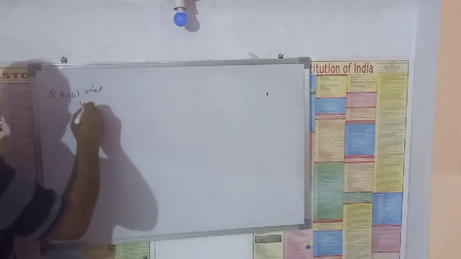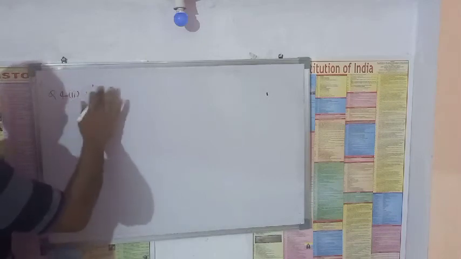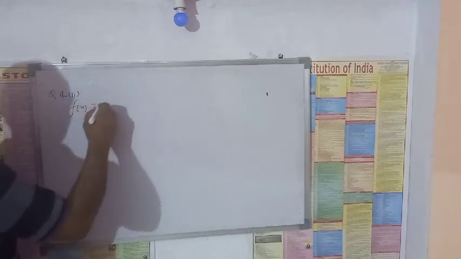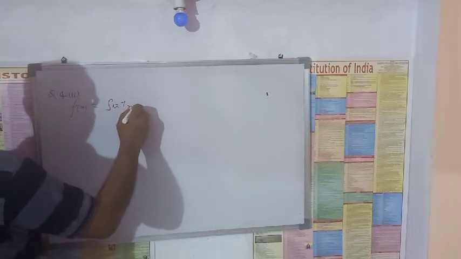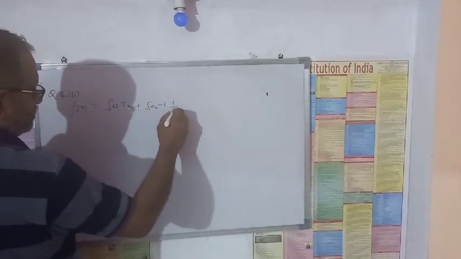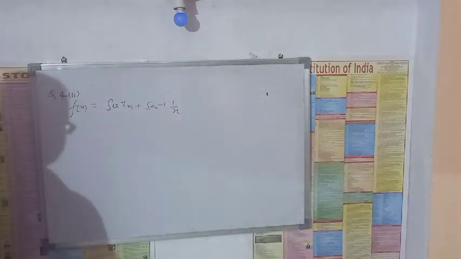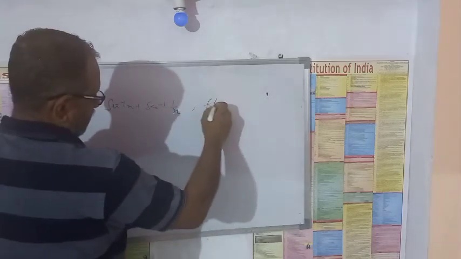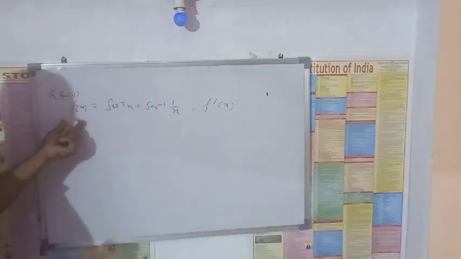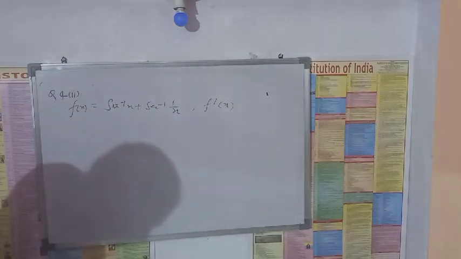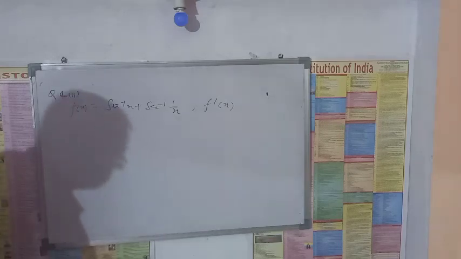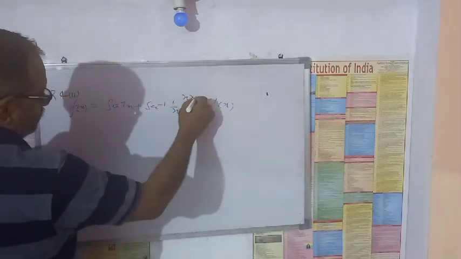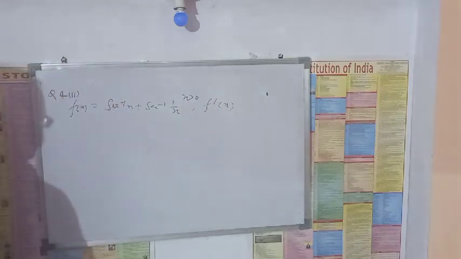Let y is equal to f(x) is equal to sin inverse x plus sec inverse 1 by x. It is given f(x) is equal to sin inverse x plus sec inverse 1 by x, and we have to find f dash x, that is, the derivative of f(x). Here x is greater than 0. So f dash x we have to find.